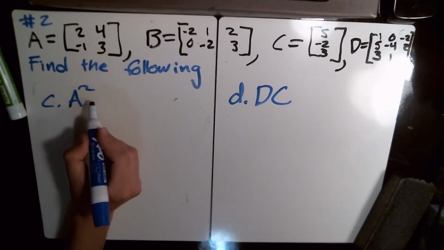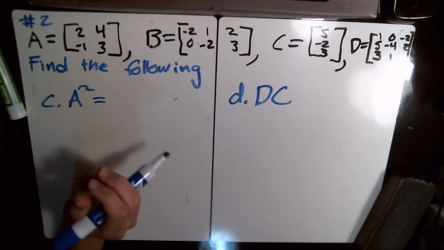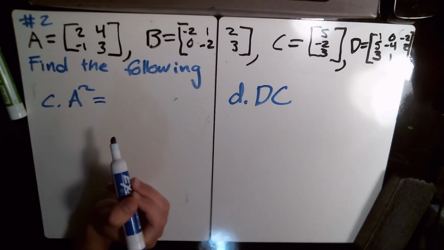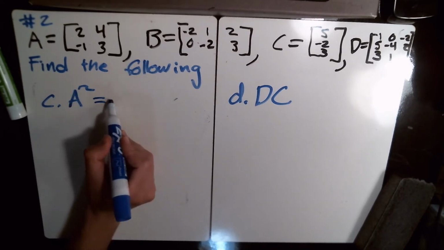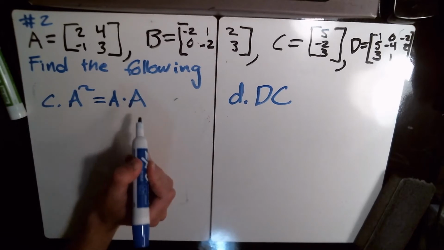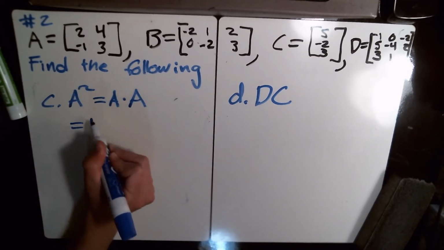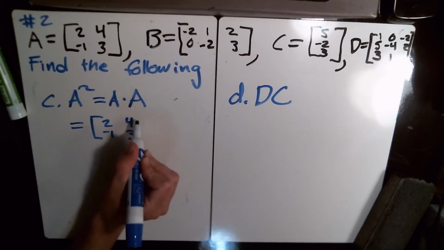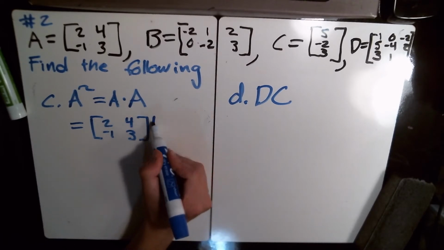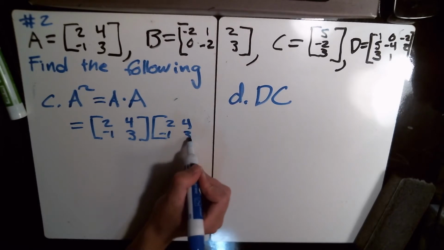Okay, I do want to look at C first because that has something that you might not be used to, and that's a squared. So when we say A squared, we're meaning the same thing as we do with numbers. We're saying it's A times A. Only in this case we're dealing with matrices. So I'm doing the matrix [2, -1; 4, 3], and I'm timesing it by the matrix [2, 4; -1, 3].